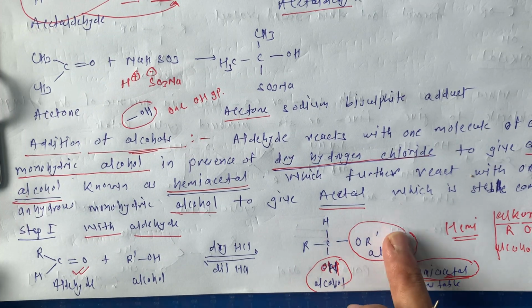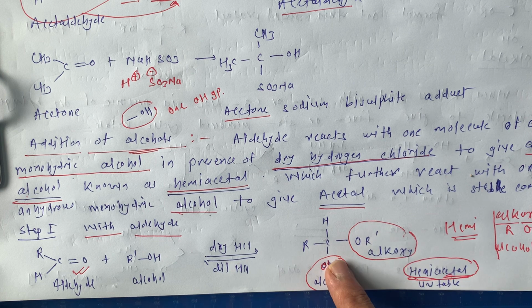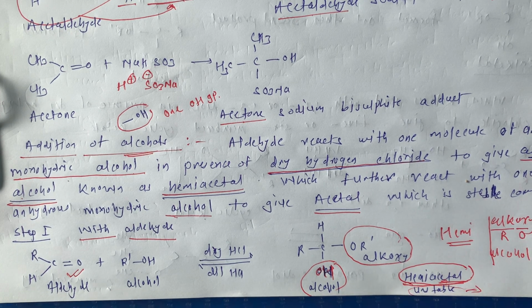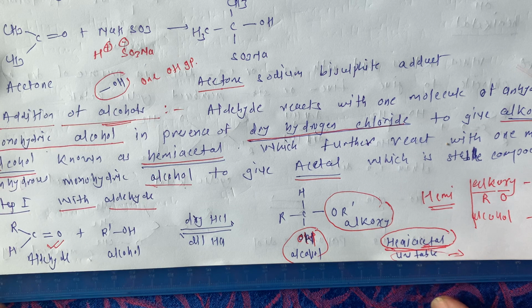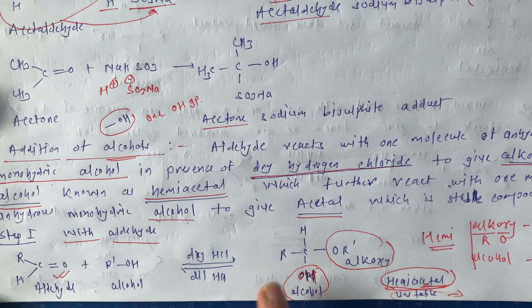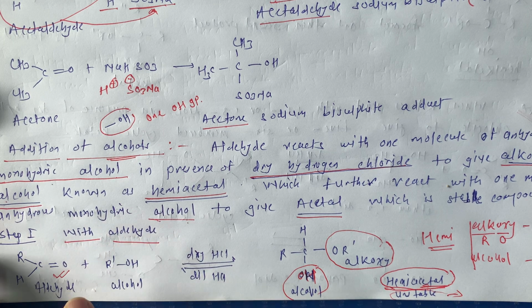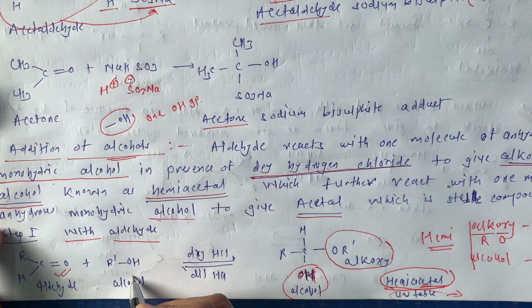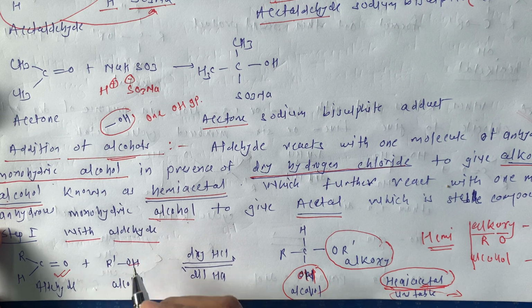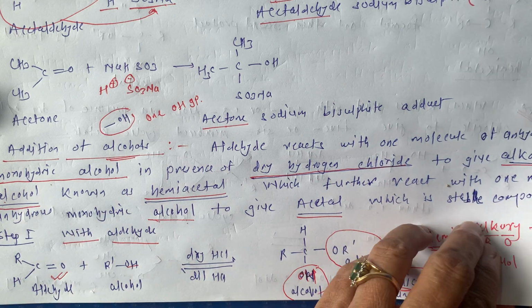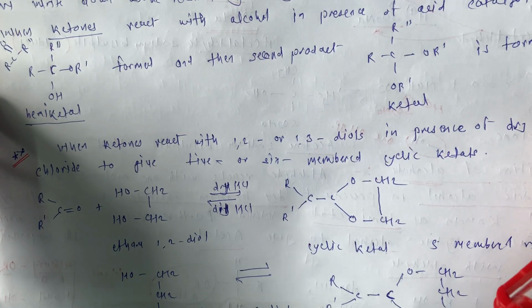But when two very reactive functional groups are there, this compound is unstable. This compound is unstable, and that's why we observe a second reaction, means step 2. This is the first step, aldehyde with one alcohol. This is a monohydric alcohol, only one OH group is there. Then as it is unstable, we observe a second step. And what is that second step? Second step is like this.